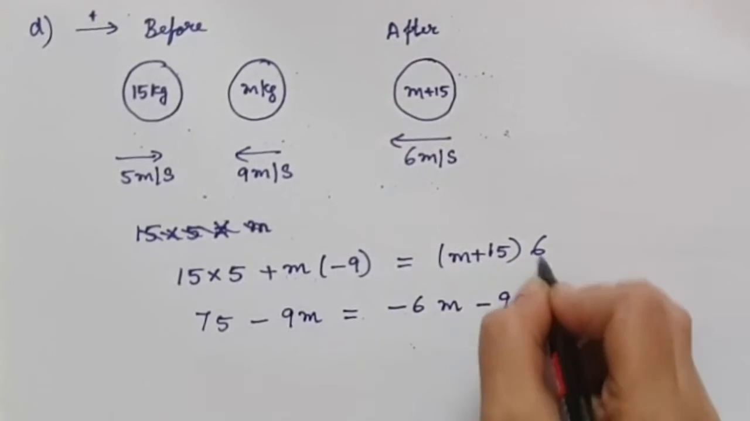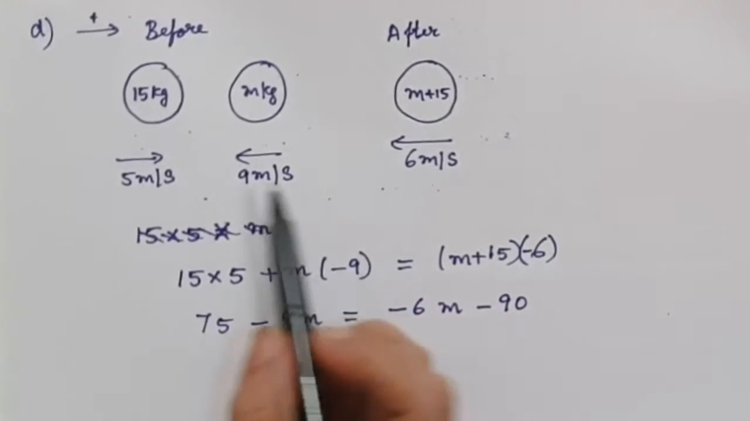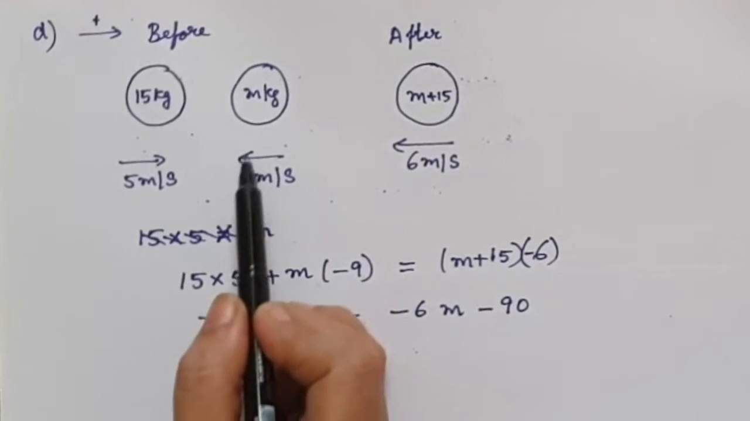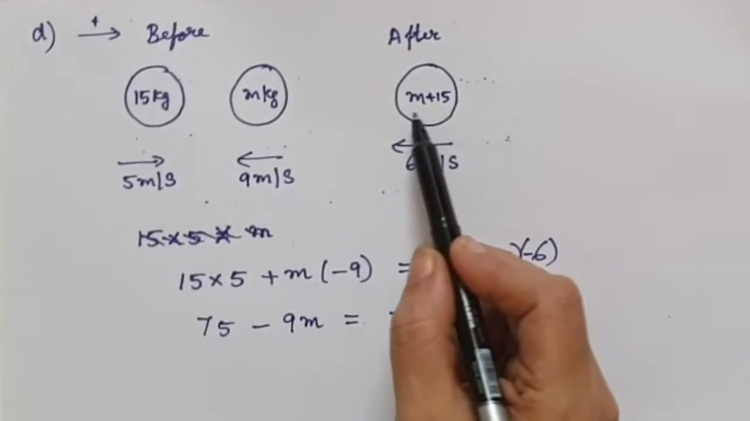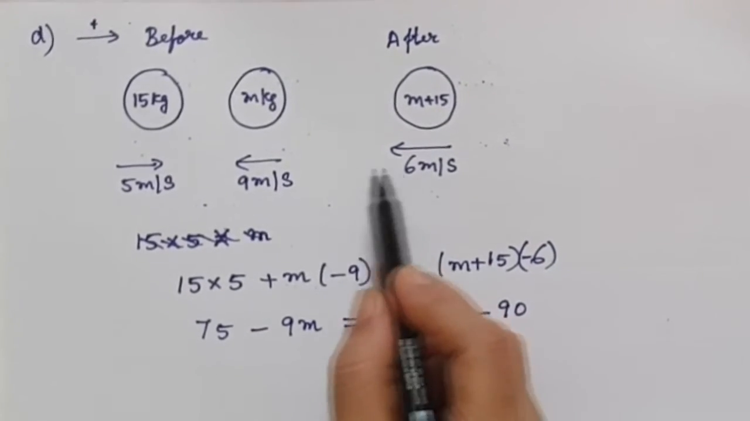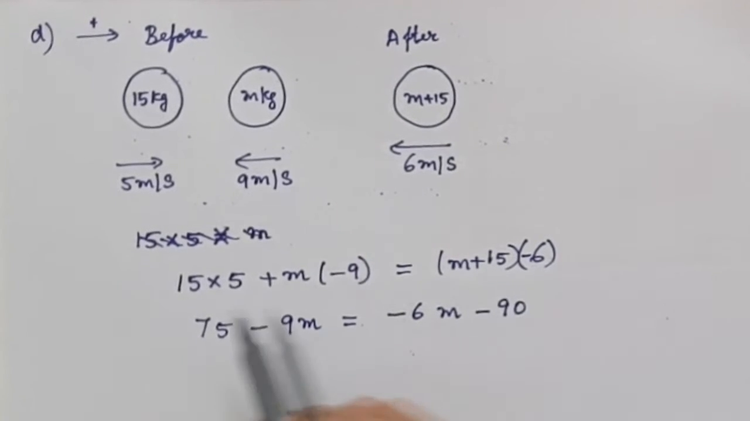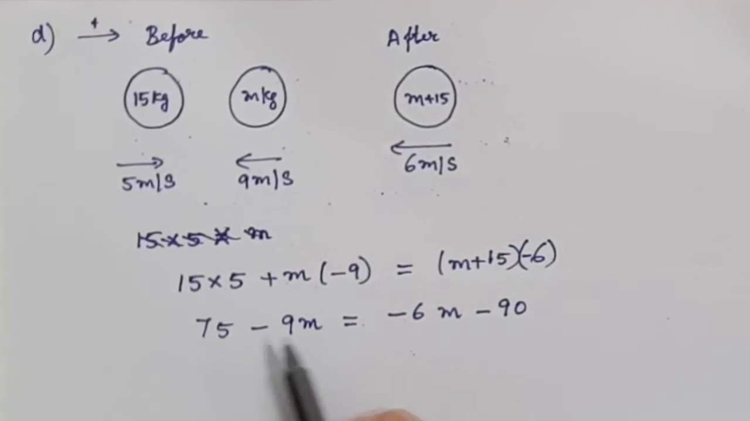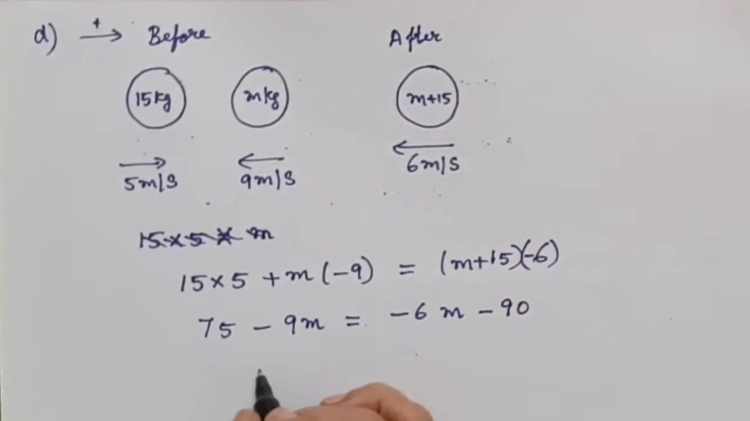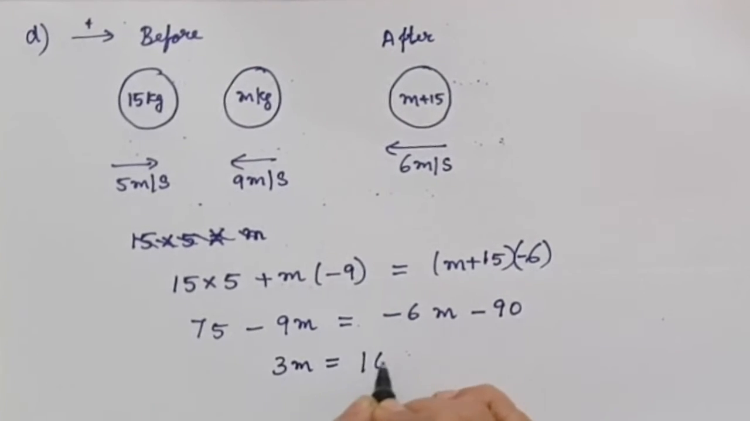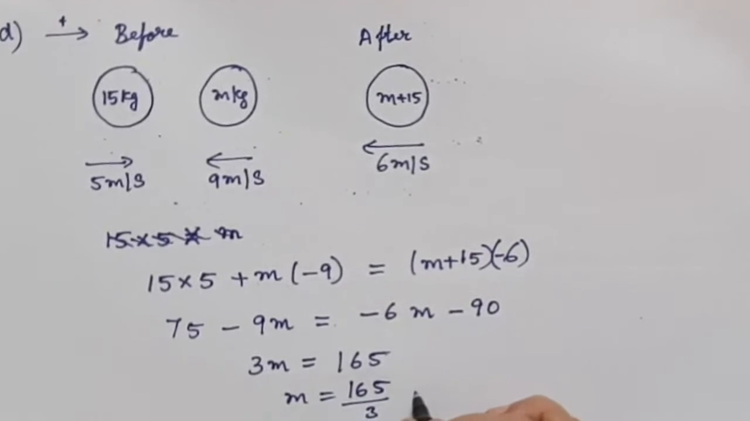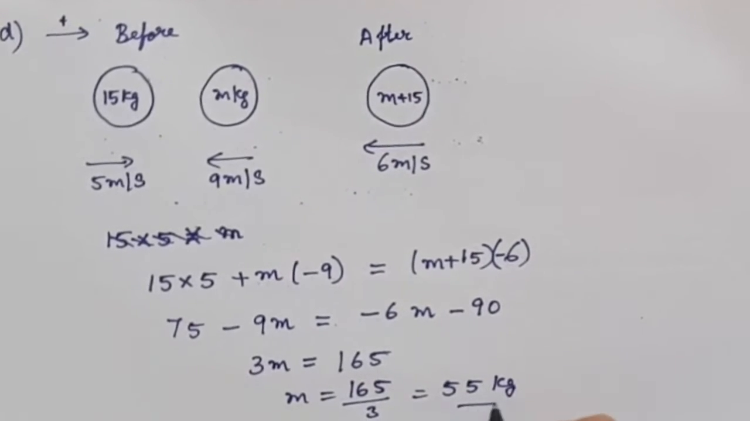minus 6m minus 90. When we apply the formula over here, it is 15 into 5 plus m into minus 9. Because this is in the opposite direction, that will be equal to m plus 15, the total weight of these two. So it is m plus 15. And again the direction is negative, so it is a minus 6. So 75 minus 9m will be equal to minus 6m minus 90. When we shift it to one side, it comes as 3m will be equal to 165. So m will be equal to 165 over 3. So it will be equal to 55 kg.